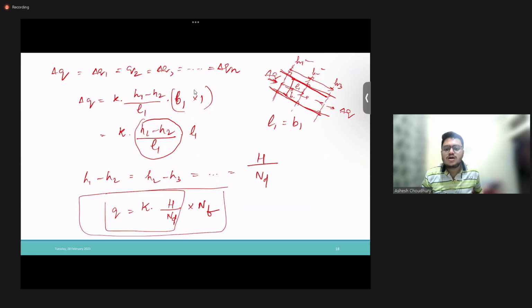So if we draw the flow net, and if we know the total head on the upstream side and the downstream side, that is the head difference, and we also know Nf and Nd, the total number of flow channels and total number of drops, we can calculate the total amount of flow of water. So the flow net is a very important tool which helps us to determine the flow. Simply by drawing on a piece of paper, we can calculate the flow through a hydraulic structure.